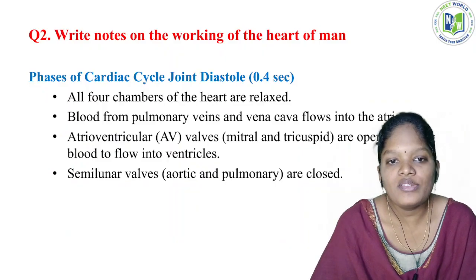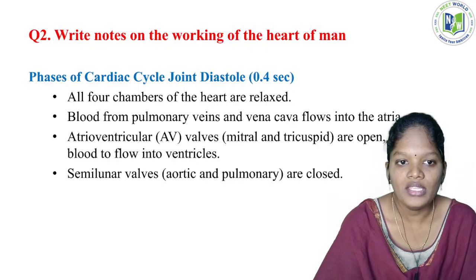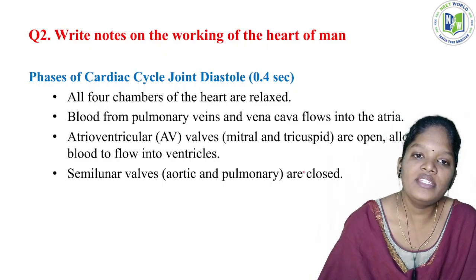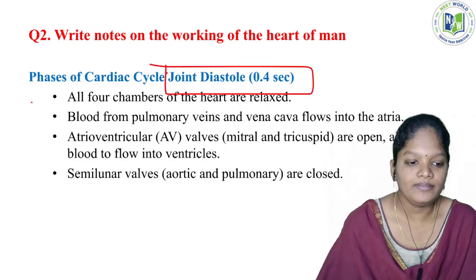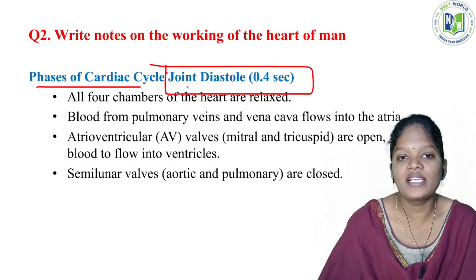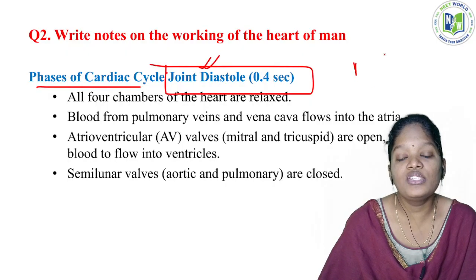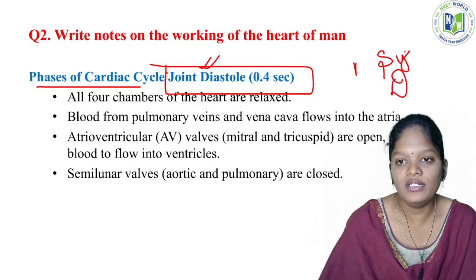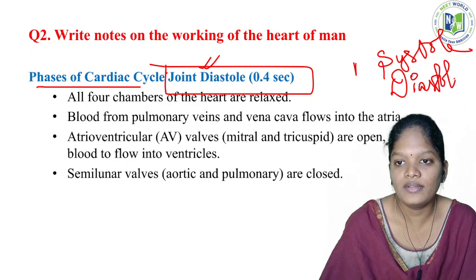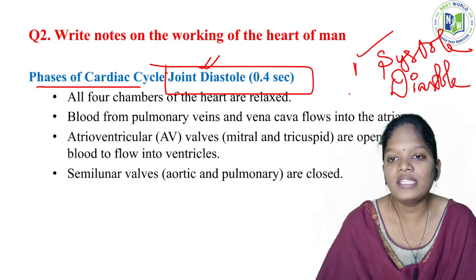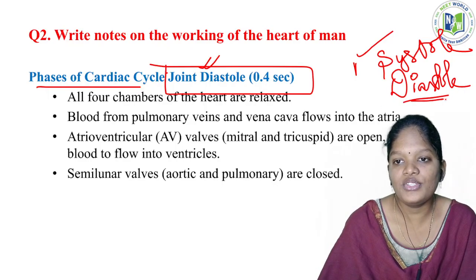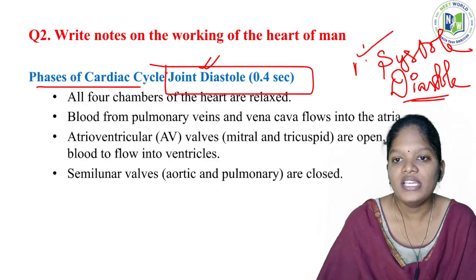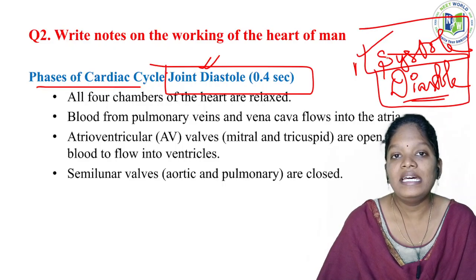Now, what are all the phases of the cardiac cycle? The first phase is the joint diastole. For the phases of the cardiac cycle, we have systole and diastole, two important words. Systole is contraction and diastole is relaxation.